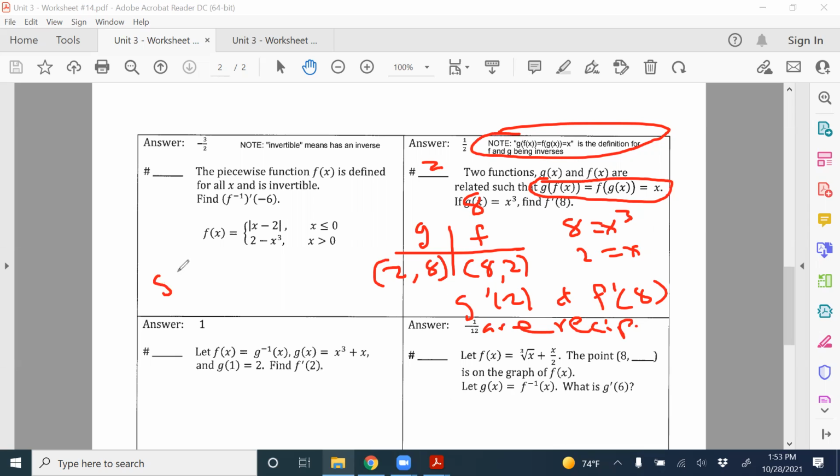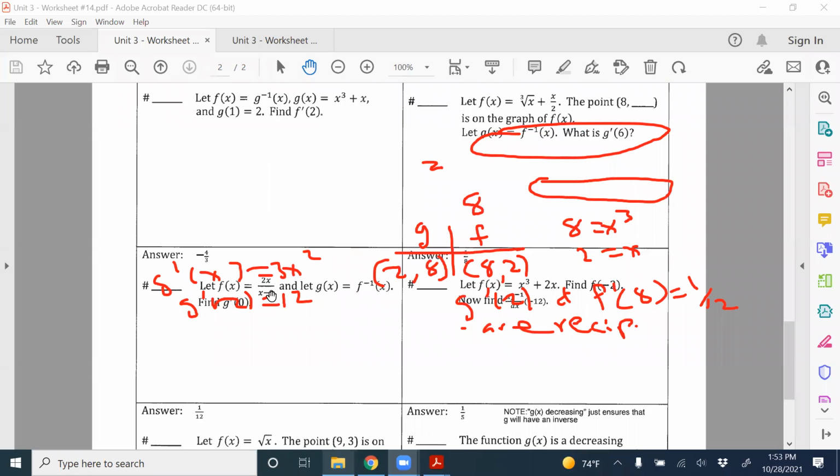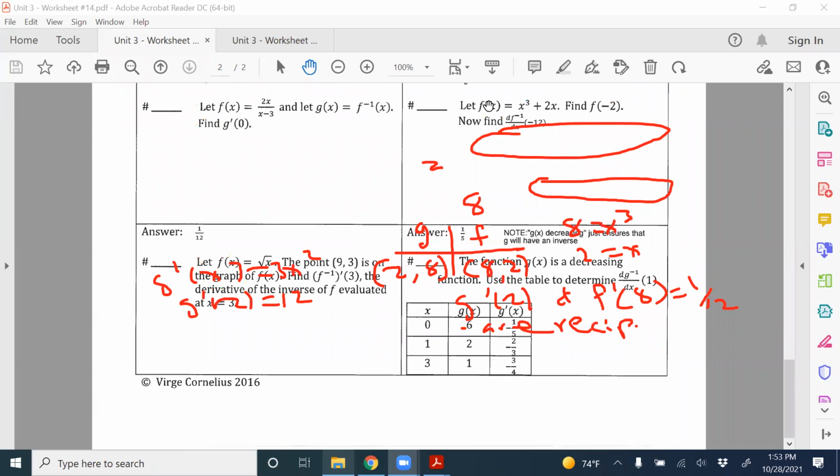Well, I can find g prime of x. That's going to be 3x squared. I'm going to plug in 2 straight up. That's going to be 12. So then f prime of 8 is going to be 1/12. Now, right below, I do see -1/12. That's a negative, by the way, so don't get confused. 1/12 is really in the lower left corner here. That's going to be number 3.